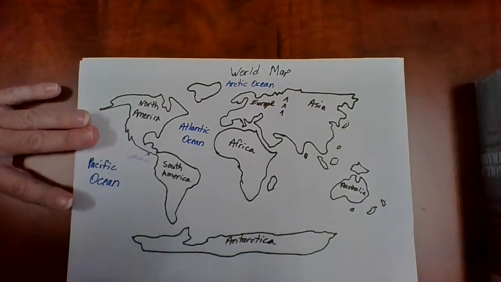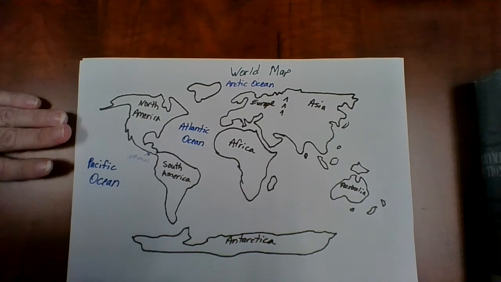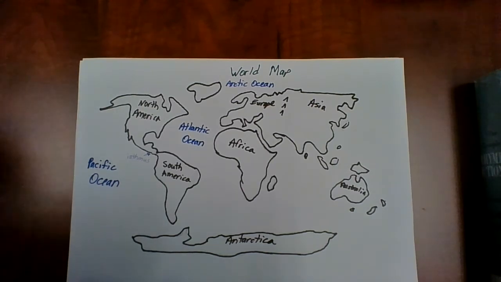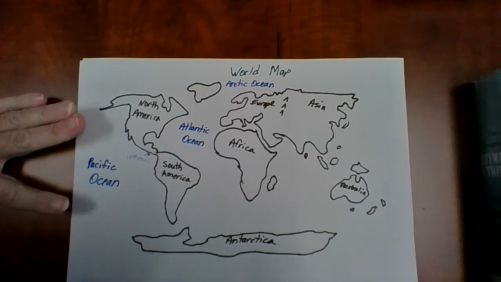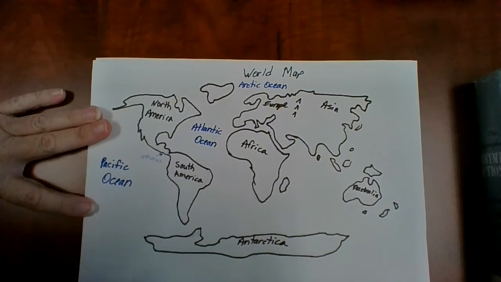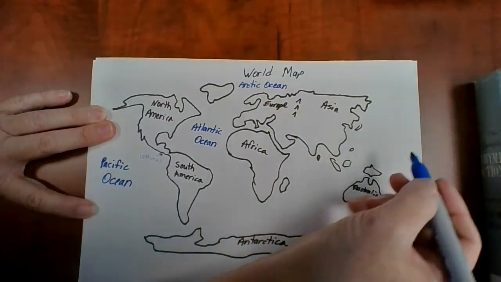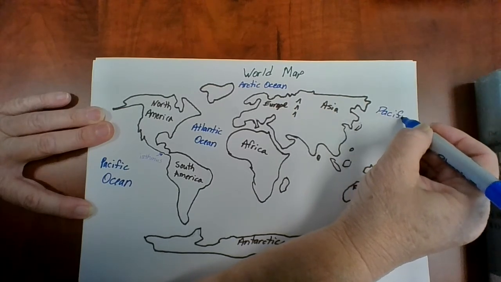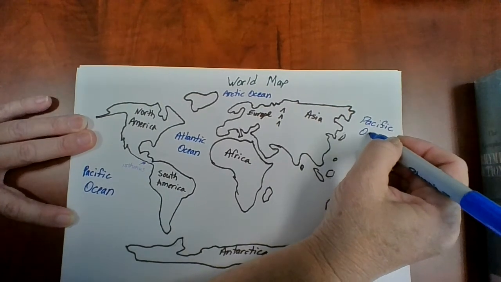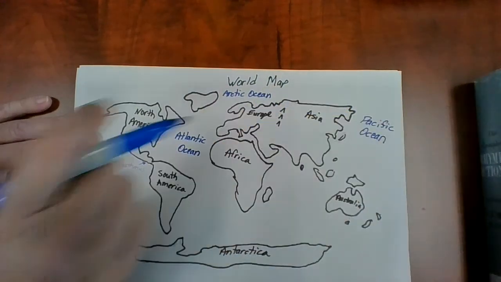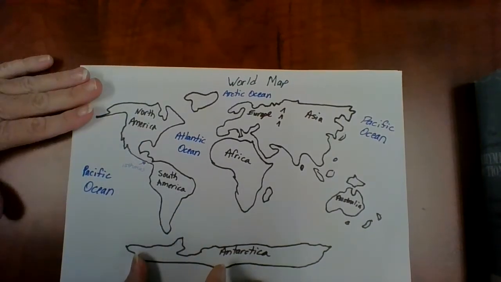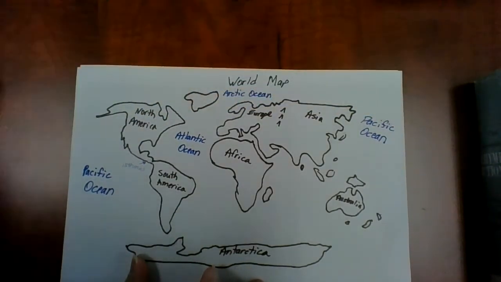The root of Pacific is the same root as pacify, and it means calm. So if a baby's crying and upset, you give them a pacifier, and hopefully it will calm them down. Well, the Pacific Ocean is pretty calm compared to the Atlantic. Asia also borders the Pacific Ocean. Remember, on a globe, it's round like a ball. So if I were to make this round, these two sides of my paper would touch.